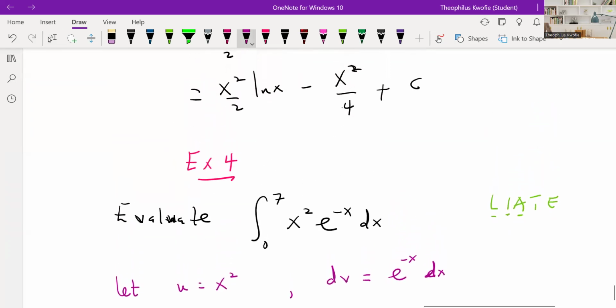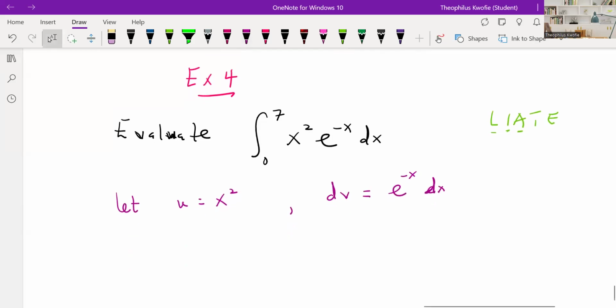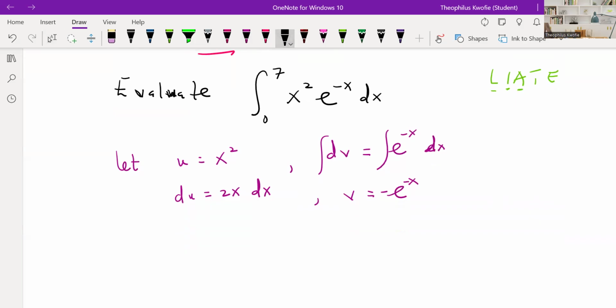Now u has to be differentiable and dv has to be integrable. Okay. It means that our du will be 2x dx, and the integral of dv will be v equal to minus e to the power minus x, right? Now, according to our formula, the integral of u dv is equal to uv minus the integral of v du, right?